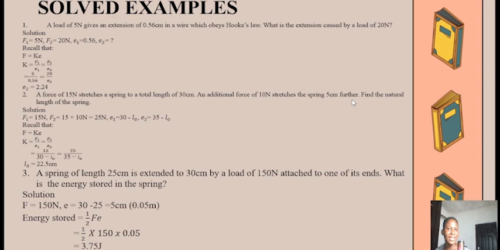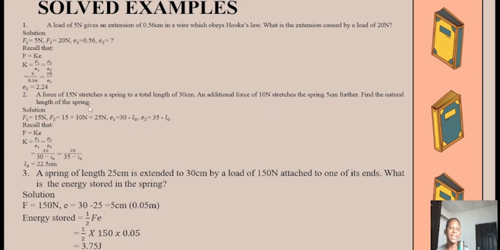So let's try to understand what we are doing here. At this point, the force was 15 Newton. The person added 10 Newton. It means the force changed from 15 to what? To 25. That is 15 plus 10. So what happened to the length then? They said it stretches the spring 5 centimeters further, then the question is find the natural length of the spring. So the length was actually 30 centimeters. It later went to what? 35 centimeter. So they are now asking us to find the natural length.